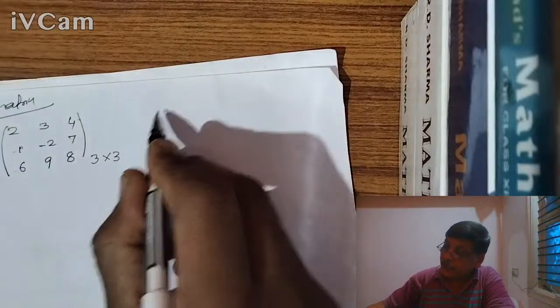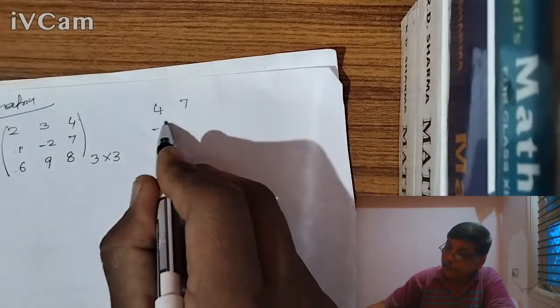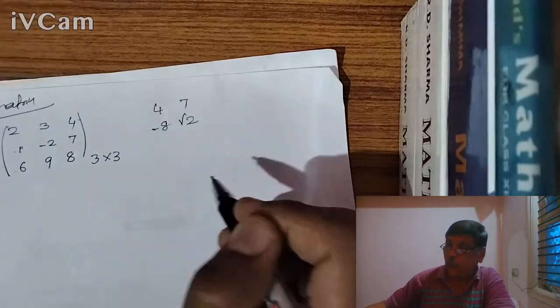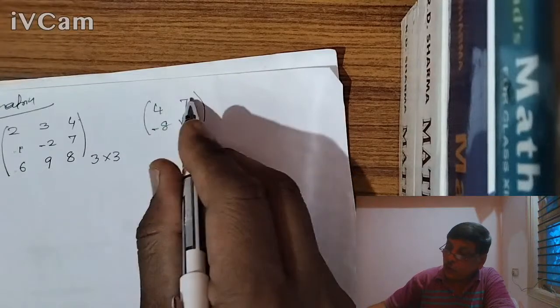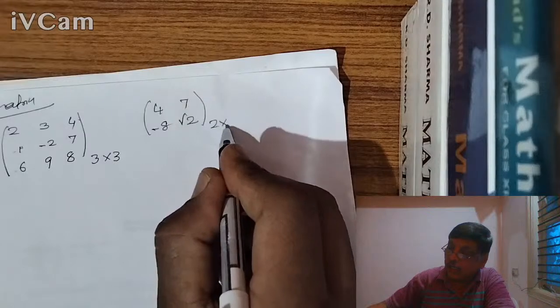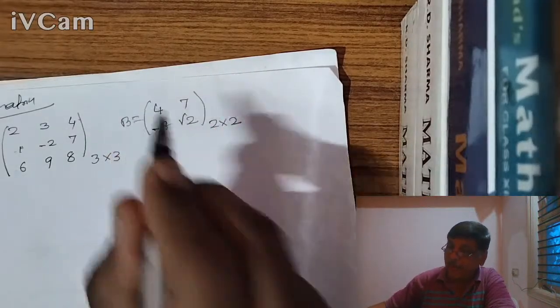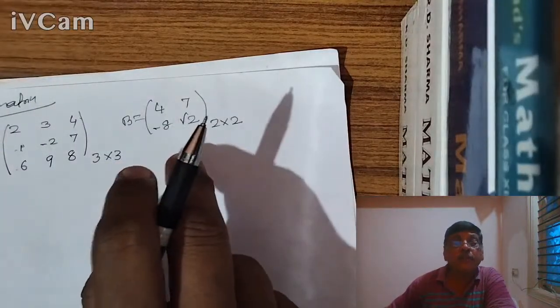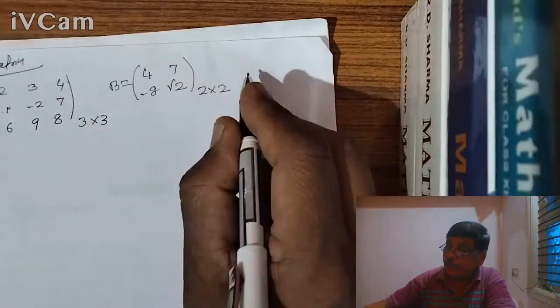Next, you take one more example, that is 4, 7, minus 8, root 2. So here 2 rows are there, 2 columns are there. Order is 2 by 2. This is represented by B. This is also an example for a square matrix.